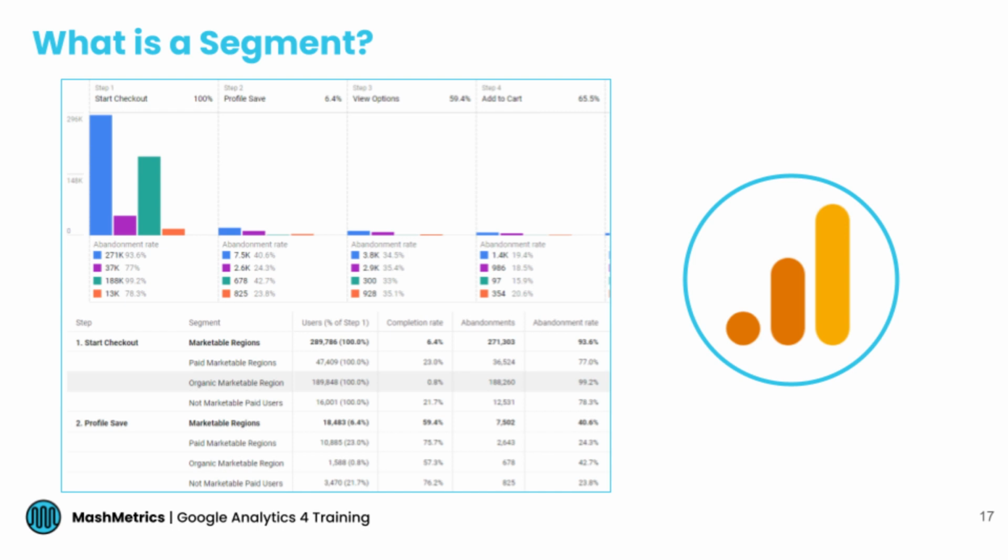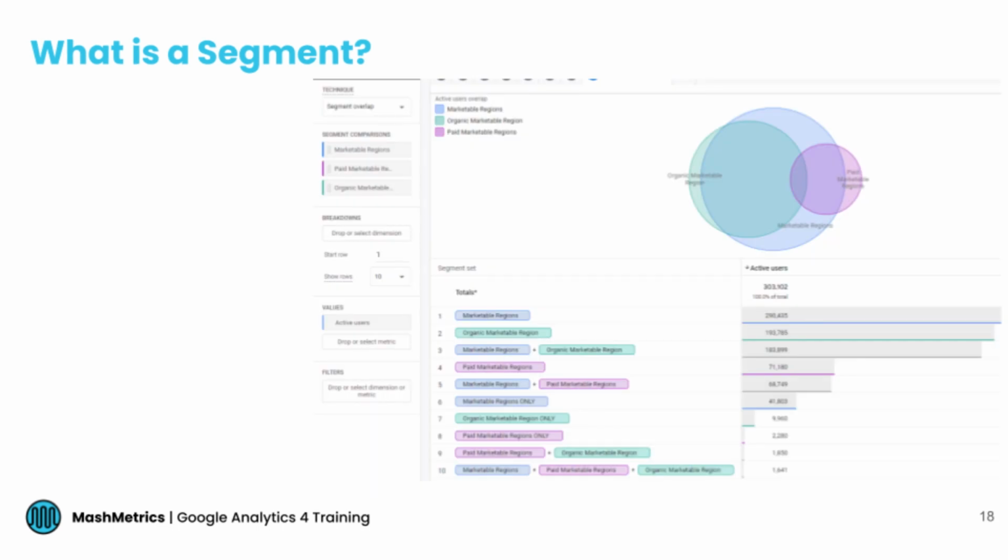I can also see where these might overlap and see where people might move in and out of my marketable regions. This is a new feature where we can look back and see at any given time if a user fell within your segment behavior.